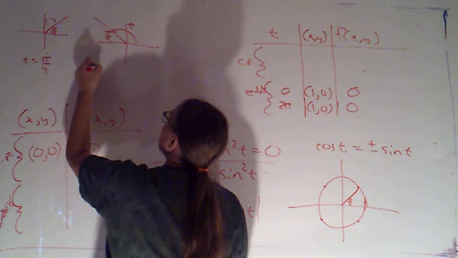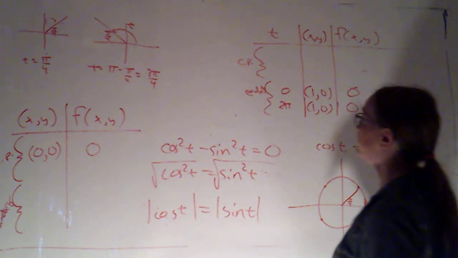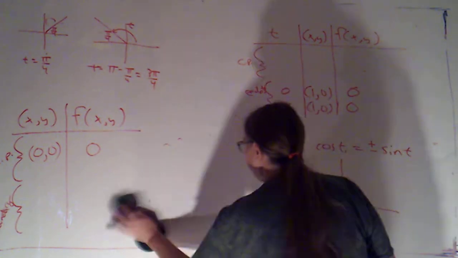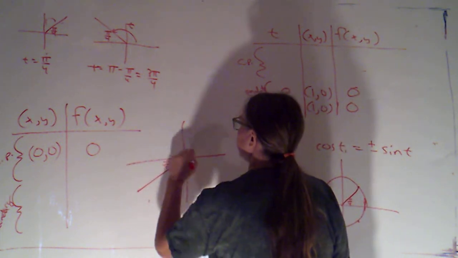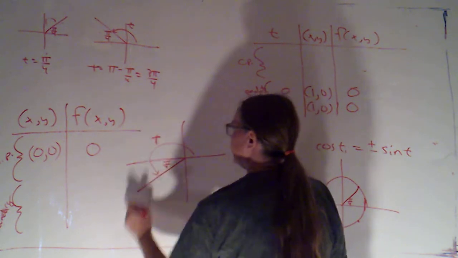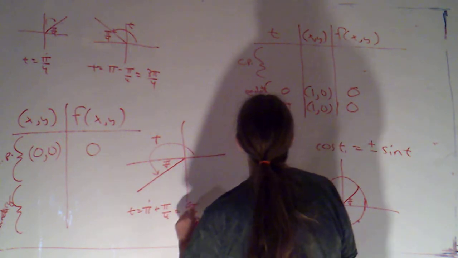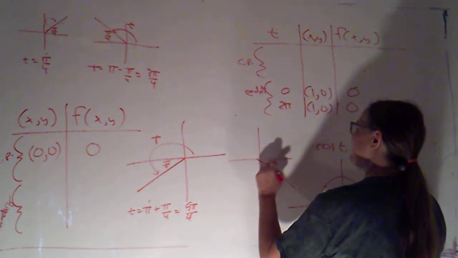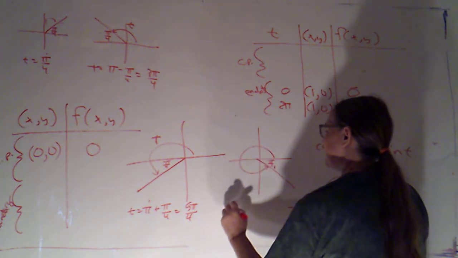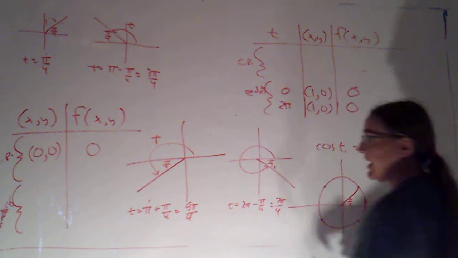And so t would be pi minus pi over 4, or 3 pi over 4. Okay. In quadrant 3, there's my reference angle of pi over 4. T is pi plus pi over 4, so that would be 5 pi over 4. And then in quadrant 4, my reference angle is pi over 4. T is 2 pi minus pi over 4, so that would be 7 pi over 4.